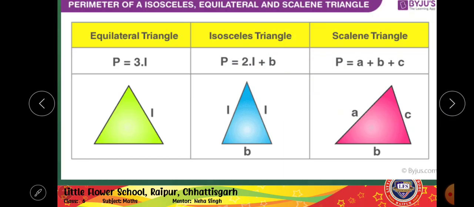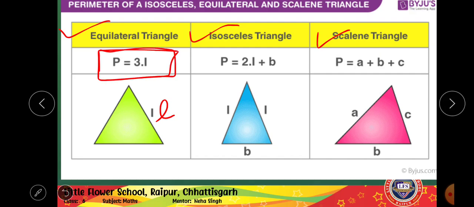So now, types of triangle: equilateral, isosceles and scalene. For all the types of triangle, there are different formulas for the perimeter. See, in an equilateral triangle the sides are all the same, so if we are taking the side as L, perimeter will be found by the formula 3L, right? 3 multiplied with the one side will give 3L.